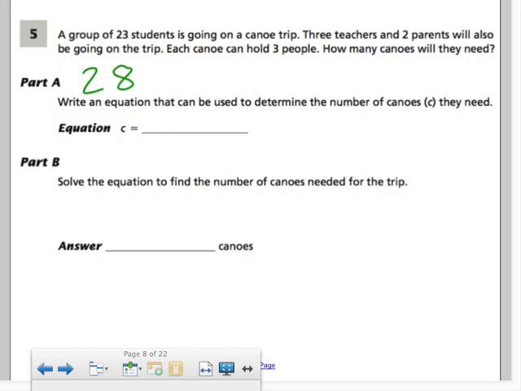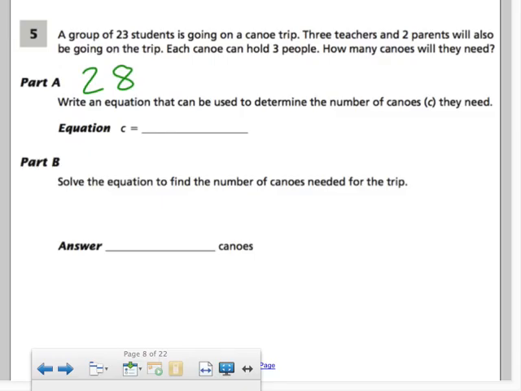See, they try to mix you up in the beginning. Don't let them. Each canoe can hold 3 people. This is kind of like our warm-up problem with the cages that hold lions, except now it's canoes that hold people. How many canoes will they need?